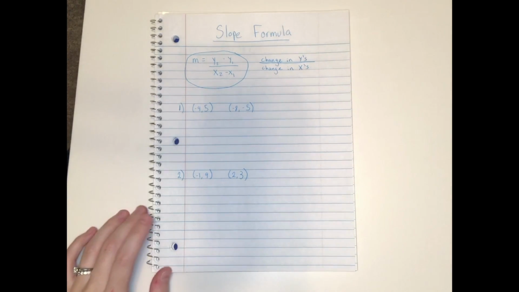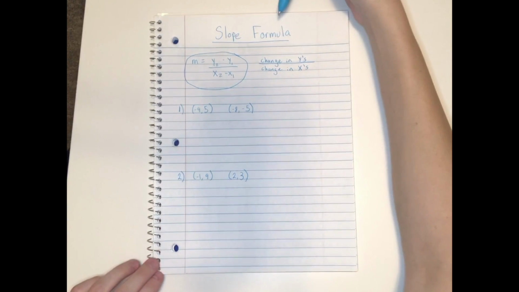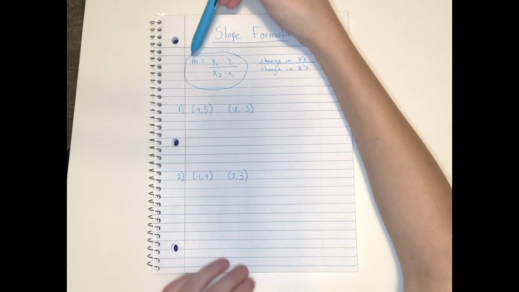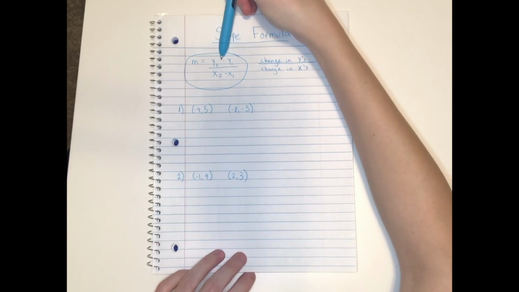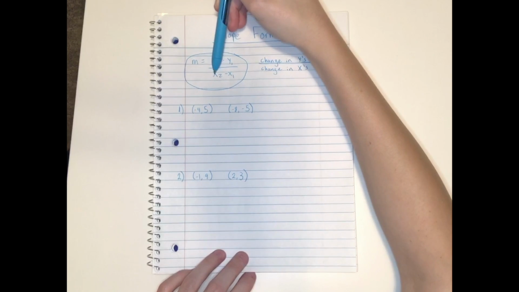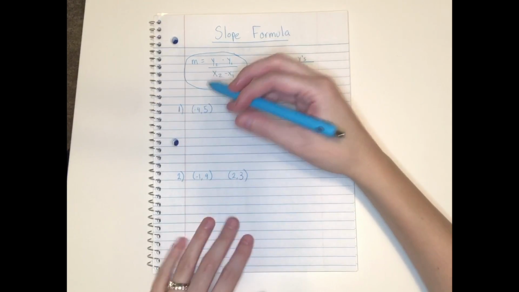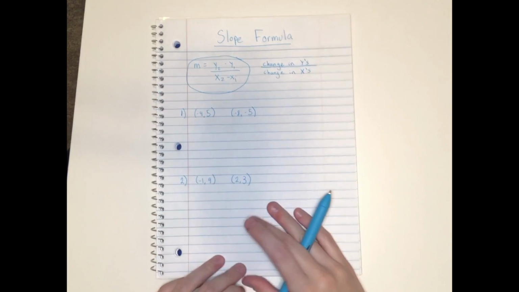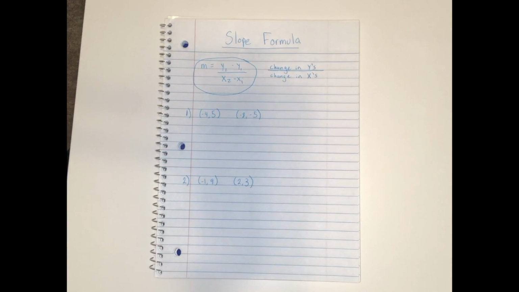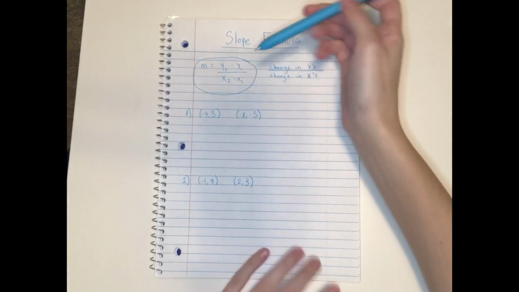Hey guys, in these examples, we're going to be looking at slope formula. So what slope formula is, m equals y2 minus y1 over x2 minus x1. So what m is, is slope. So slope is just defined by m, and we'll get more into that as we go through this lesson, this unit. But the main thing is you just need to know this.